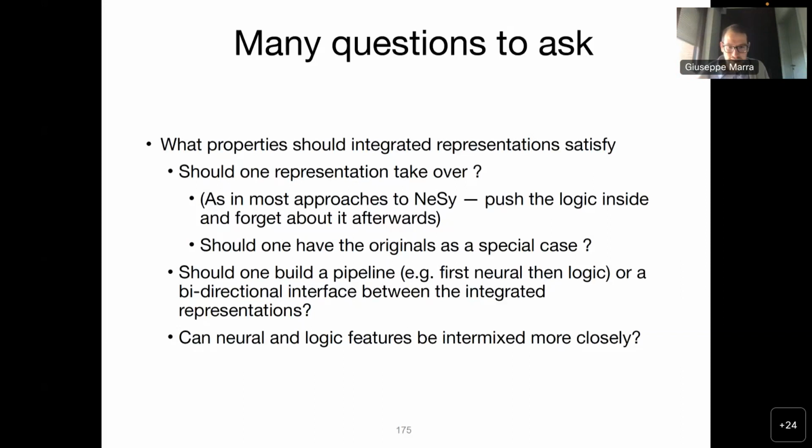We still don't know. And again, we have logical features, we have neural features. Can we have more general features to cover both of them? Still very unclear if these two paradigms are even possible to integrate at a deeper level.